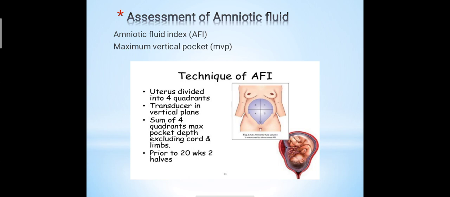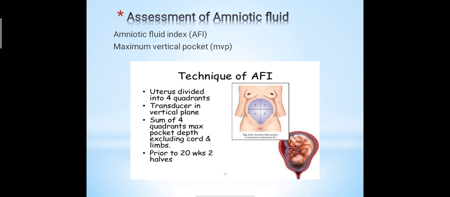Maximum vertical pocket: the depth of the pocket is called maximum vertical pocket. Its range is 2 to 8 centimeter. If it is less than 2 centimeter, it is called oligohydramnios. If it is more than 8 centimeter, it is called polyhydramnios. And the amniotic fluid index range is 5 to 25 centimeter. If it is less than 5 centimeter, it is called oligohydramnios. If it is more than 25 centimeter, it is called polyhydramnios.